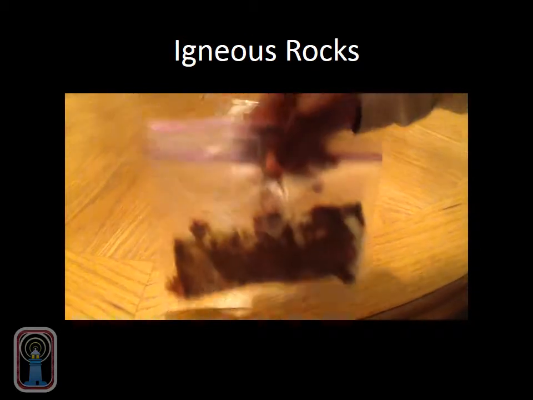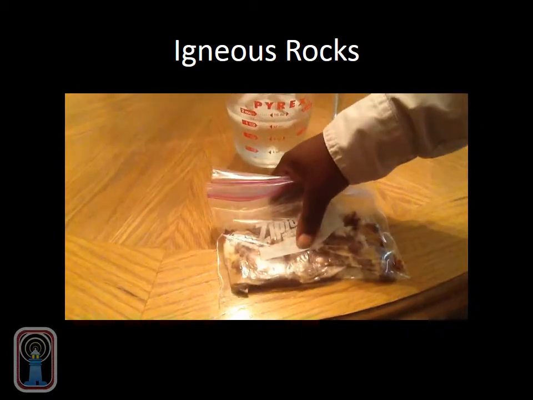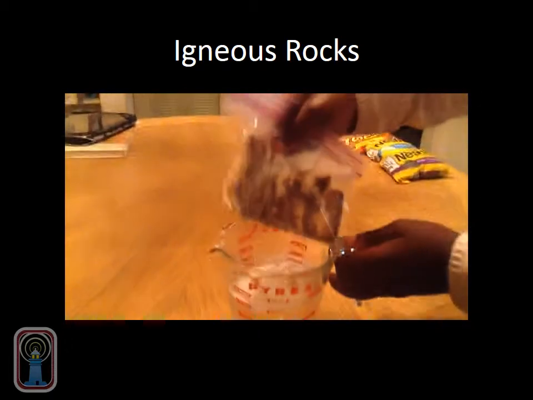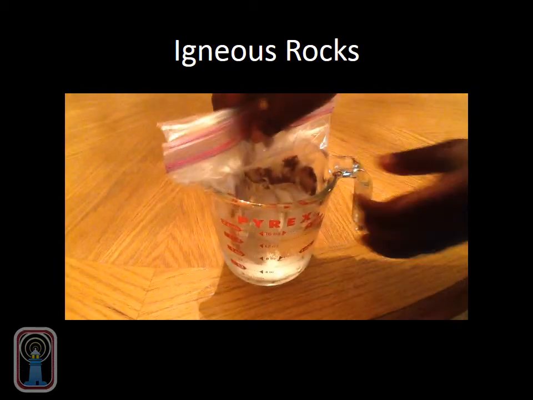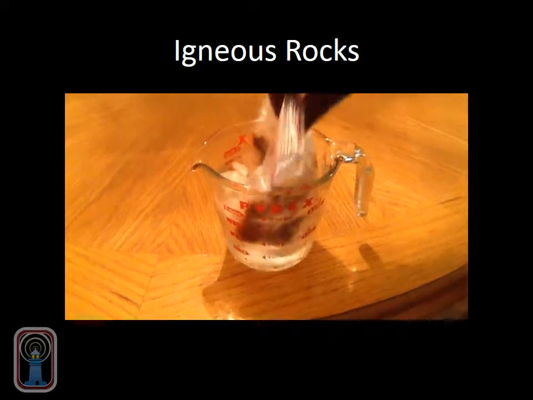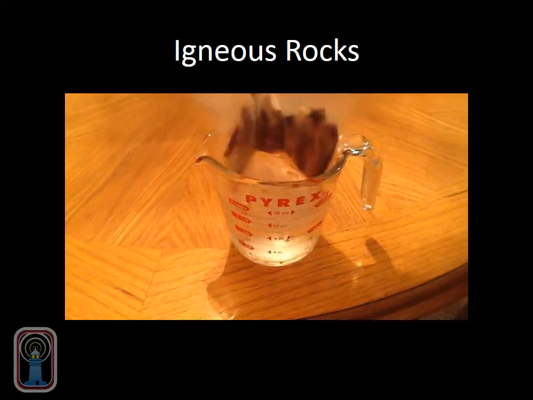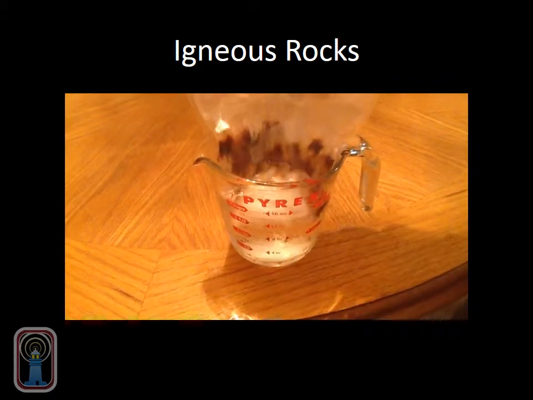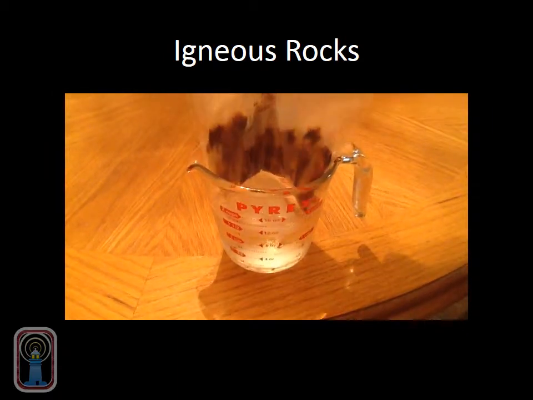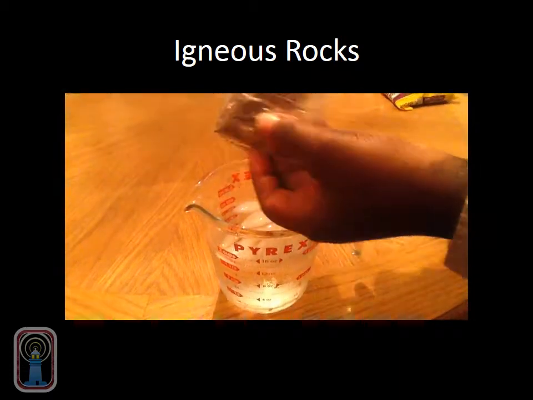Now, the combination of morsels just came out of the hot water, and that created our lava or magma. Now we're going to take that and let it cool in our ice water. Now this will be our crystallizing process to harden the lava or magma, forming our igneous rocks.